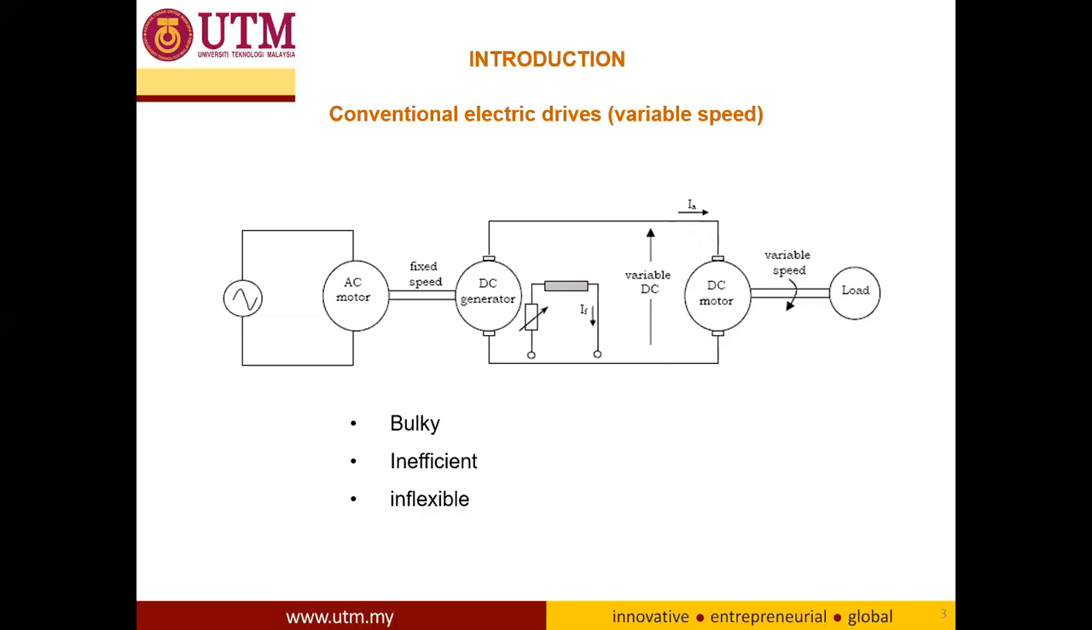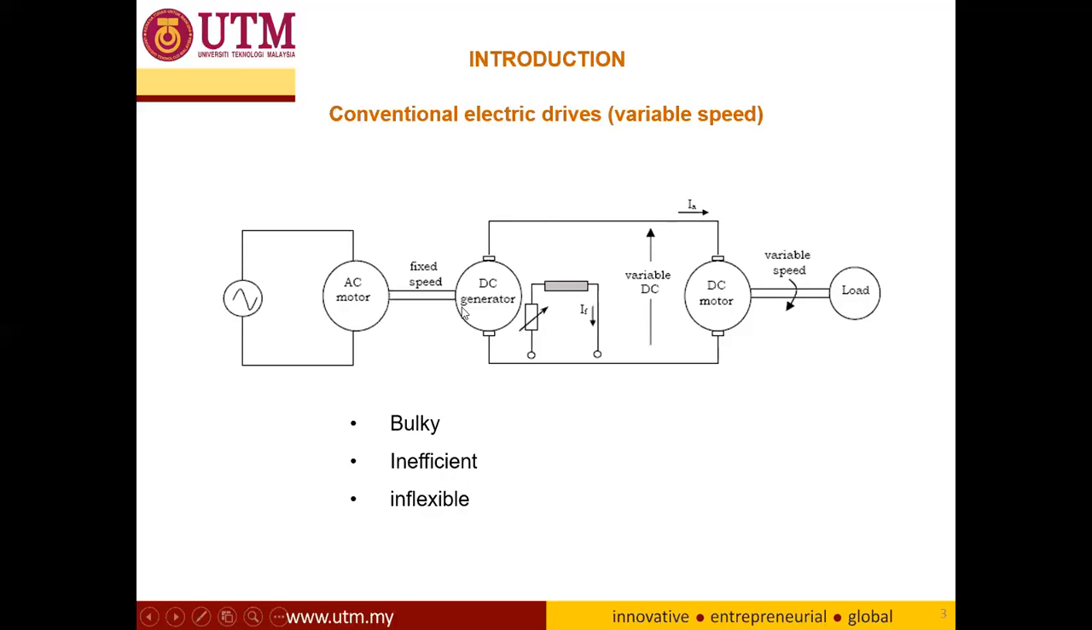This is the typical system, the typical structure of how we can control the motor. To control the DC motor speed is by varying the input voltage, which is the most efficient way. So if you want to vary the speed, you need to vary the DC input.